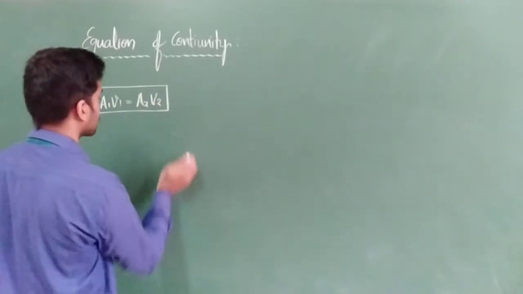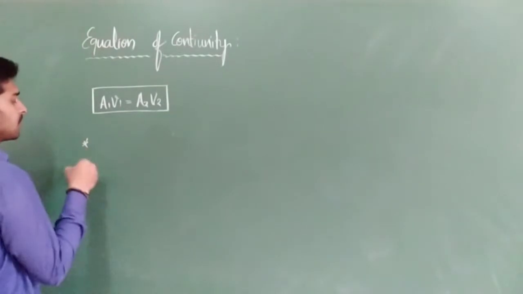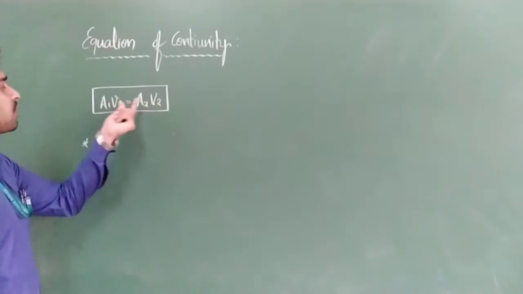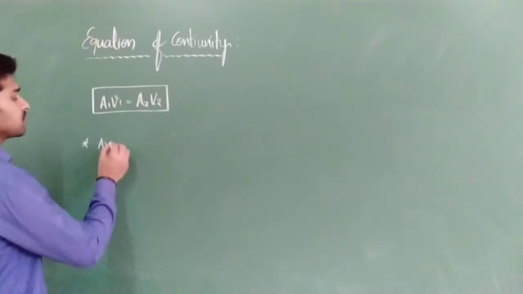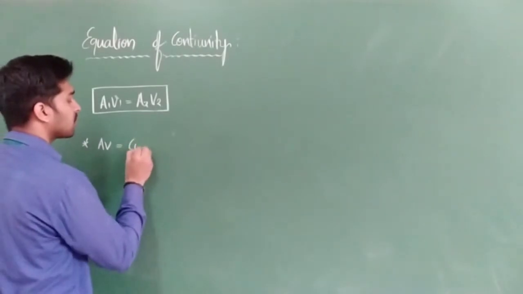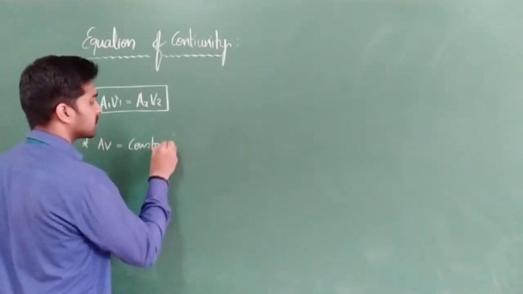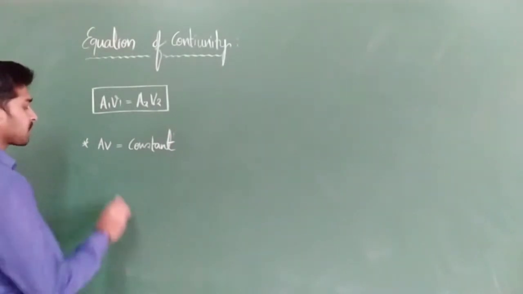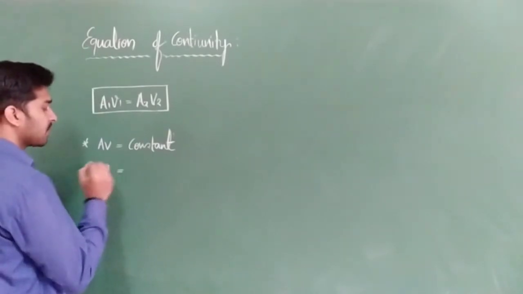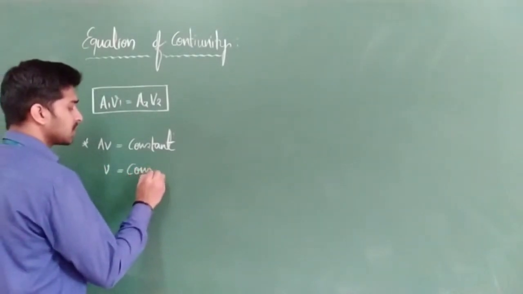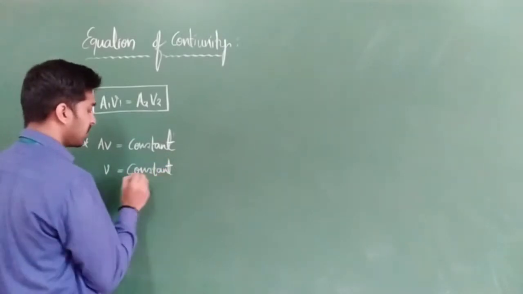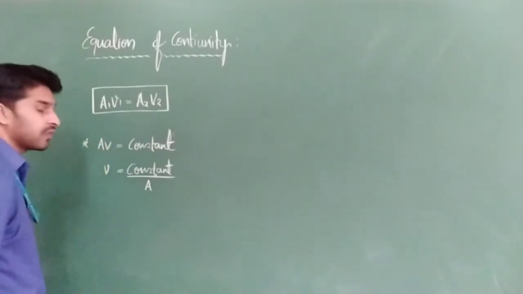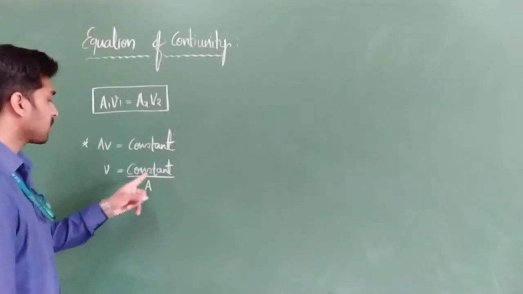Okay. Now this V stands for velocity. Remember, AV should be equal to what? A constant. Okay, constant value. So V will be equal to a constant divided by area A. This A stands for area, V stands for velocity. Clear? So V is equal to constant divided by A.